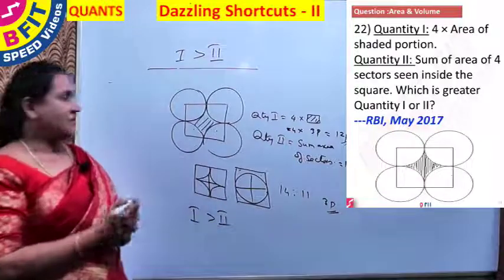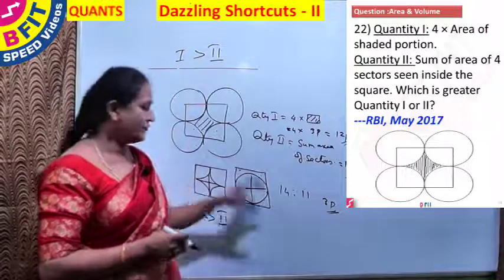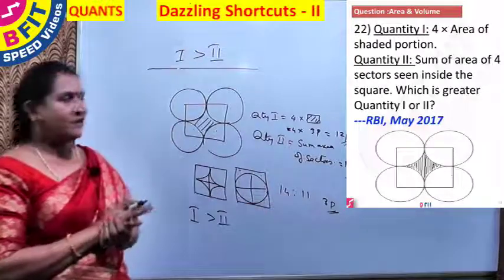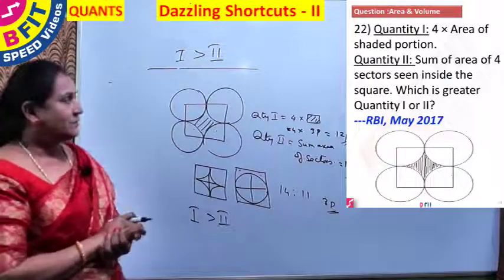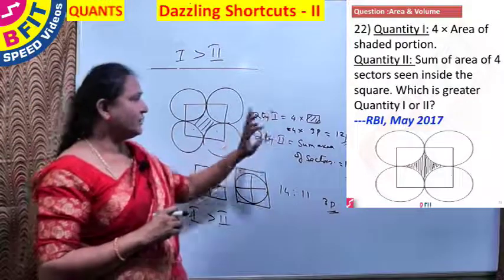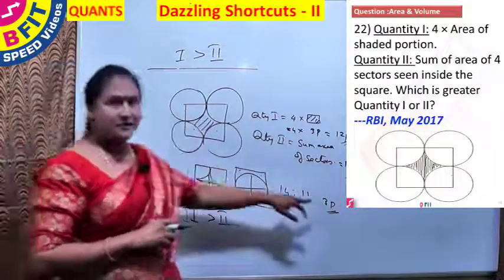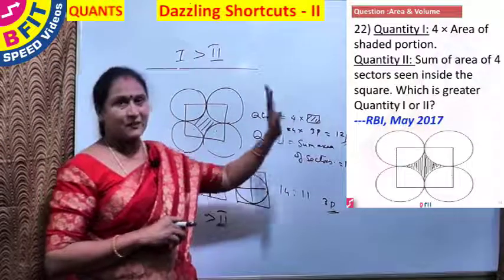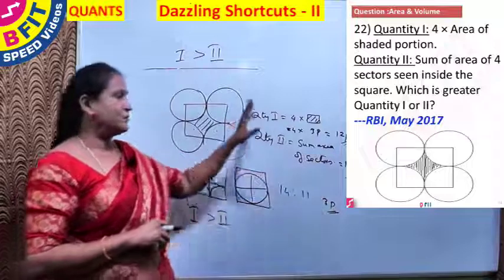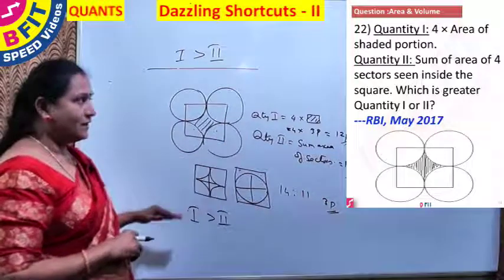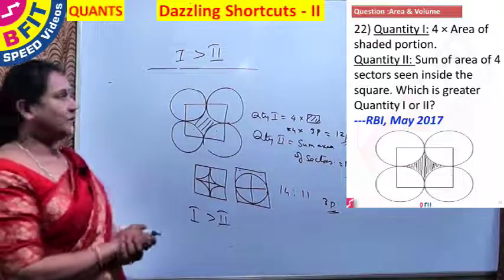So now friends, having the ratio where the circle is inside the square, 14:11, without any working or within seconds, seeing the picture you can give the answer. So quantity 1 is the shaded portion into 4. We know the shaded portion, that is the area in between square and circle, is 3 parts. 3 into 4 is 12 parts and circle area is 11 parts, which is quantity 2. So obviously quantity 1 is greater than quantity 2. So we will go to the next question.